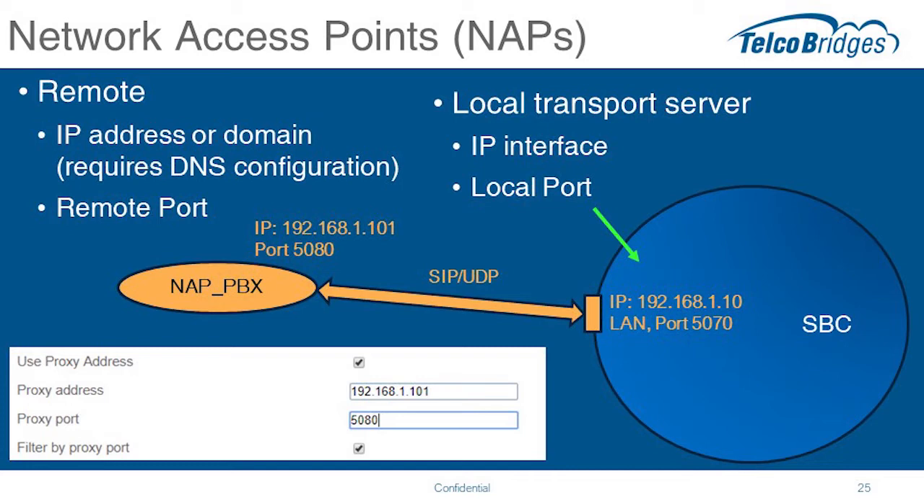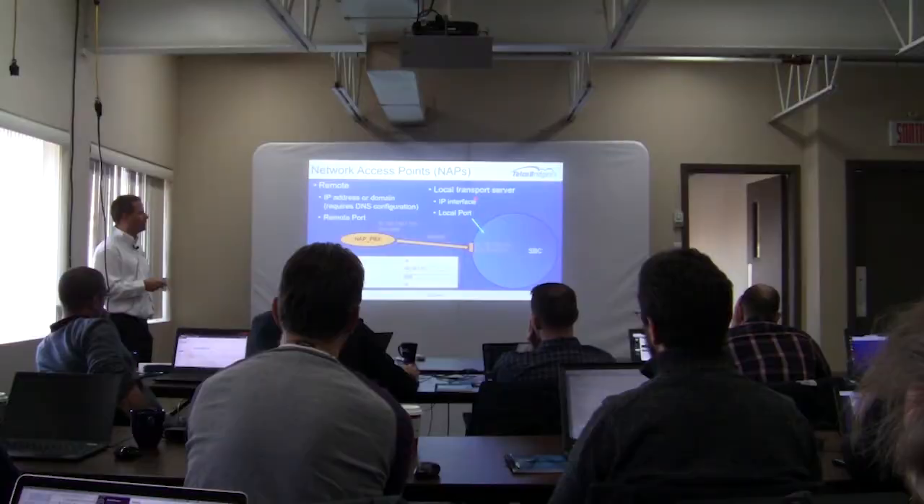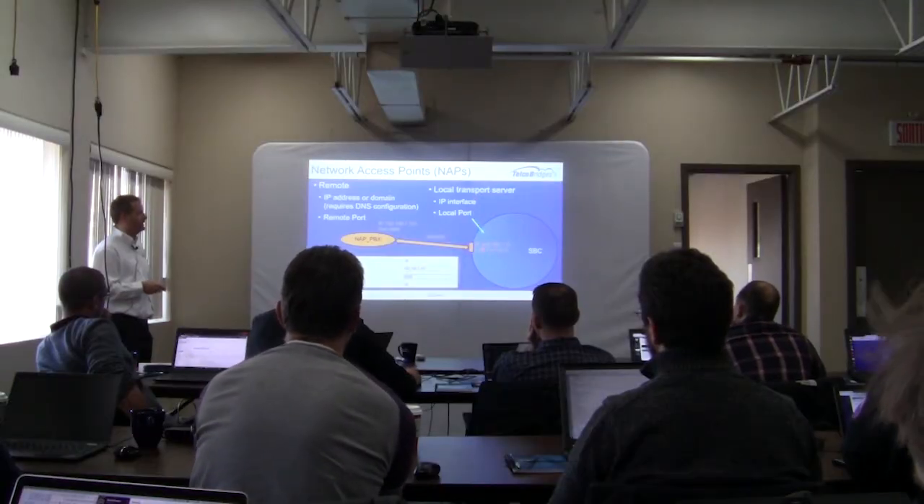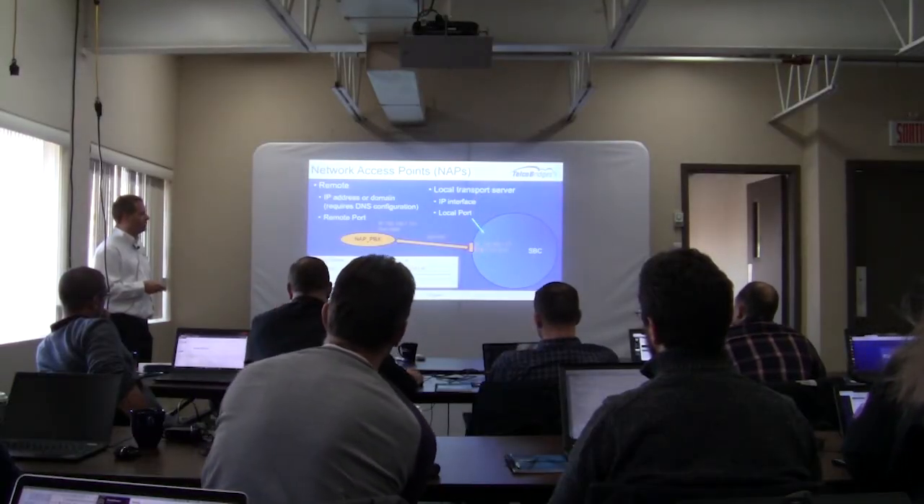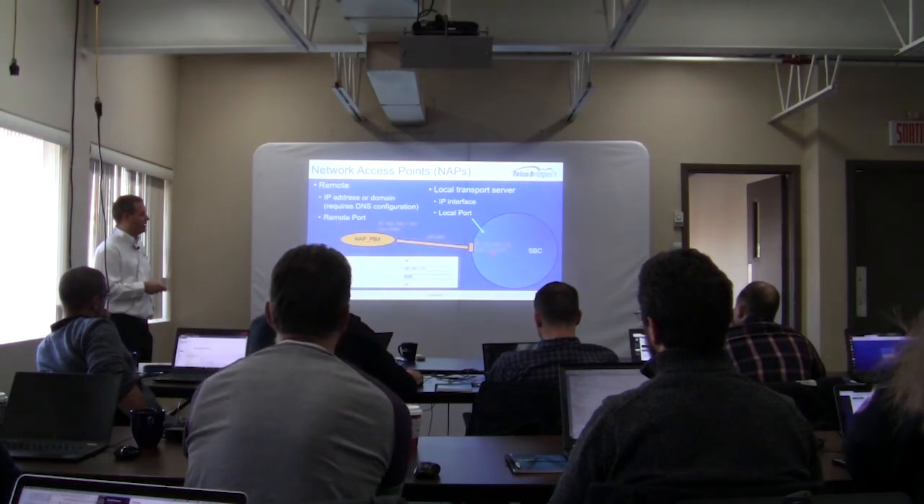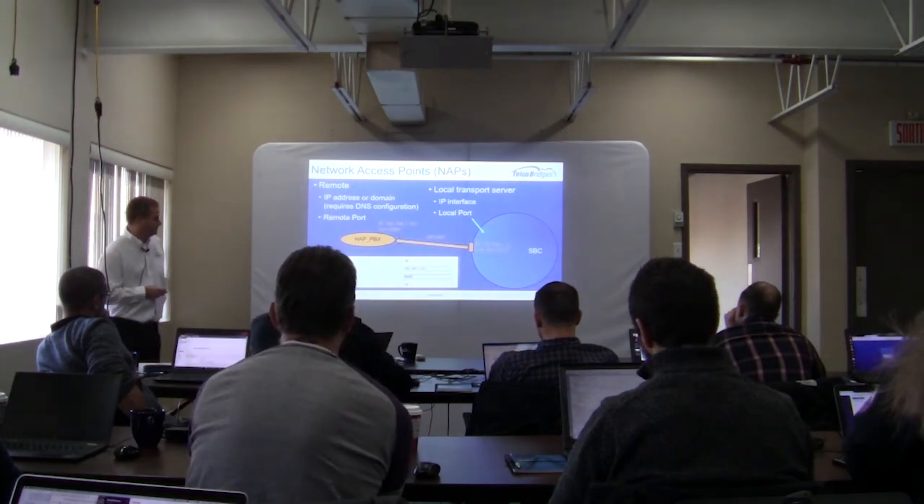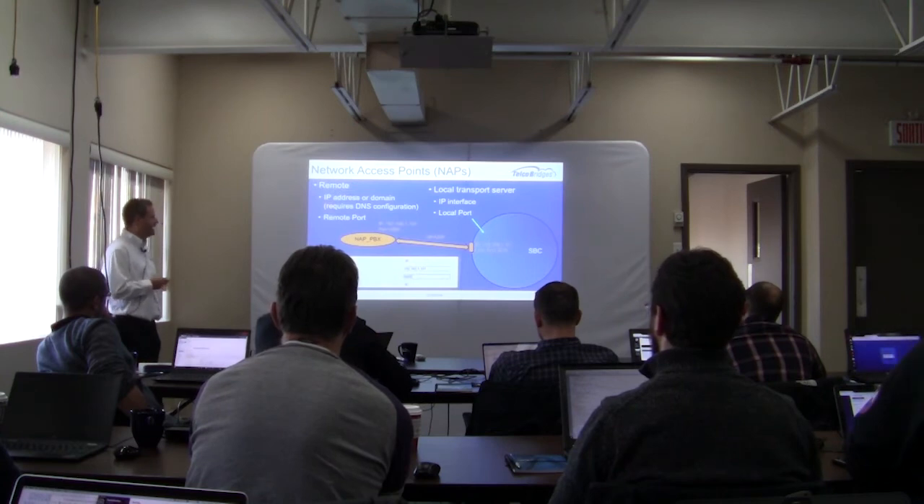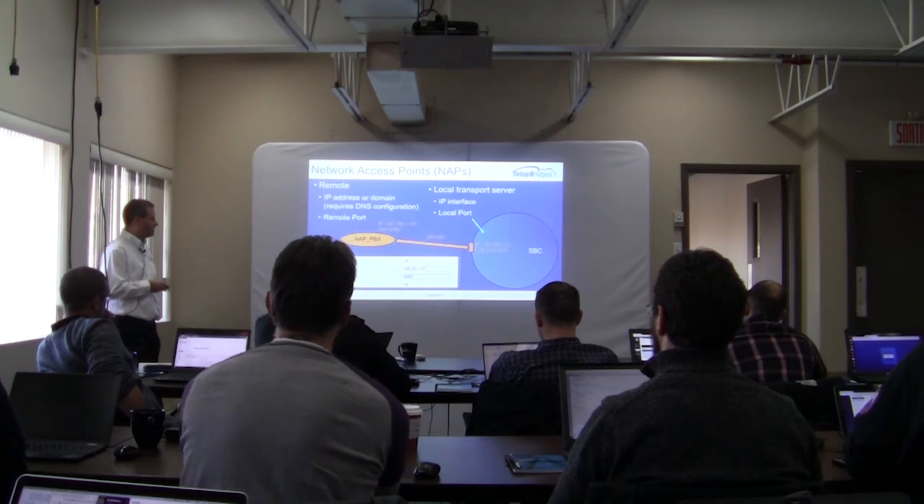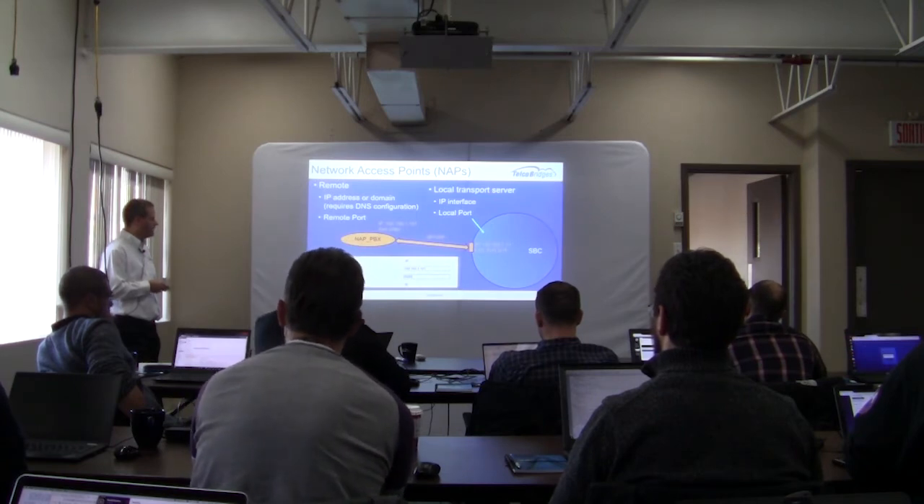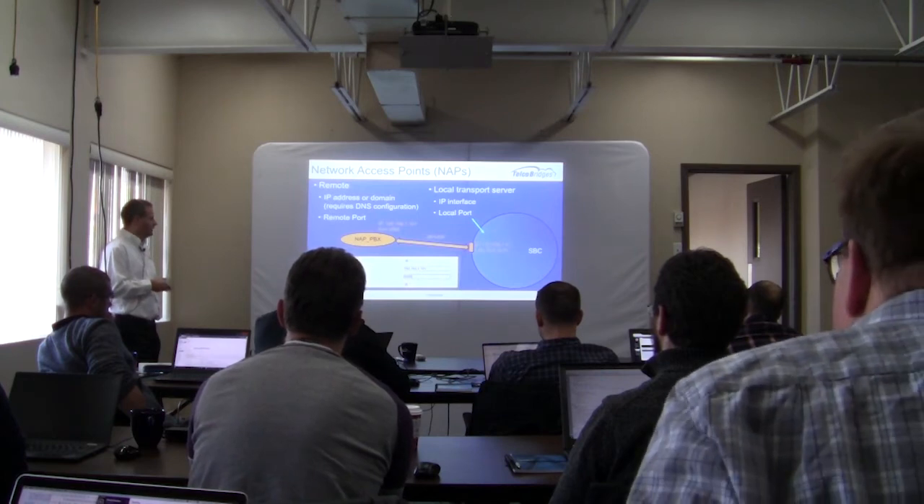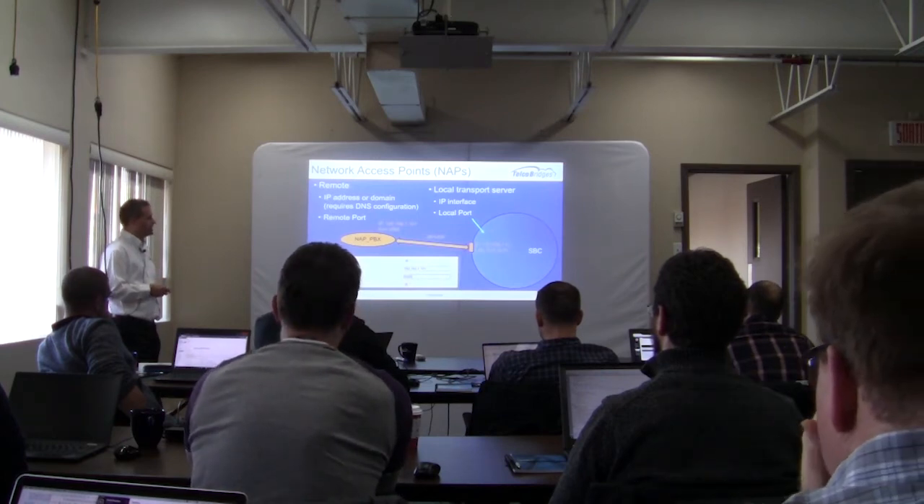So you have your local transport server here, which has your IP interface. Let's say the Ethernet port LAN, the IP interface, this one, and the port for SIP. And then you have the IP address of the destination or the domain and a remote port. Okay, so here you select use proxy address, you put the IP of the remote, the port of the remote, and yes, so this is for receiving.